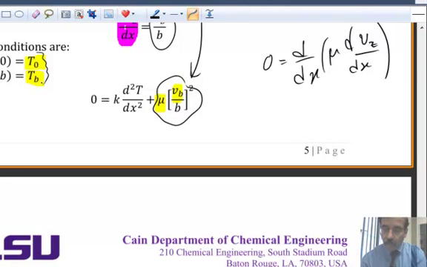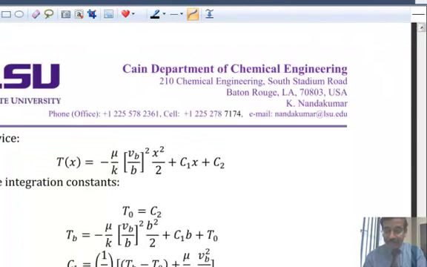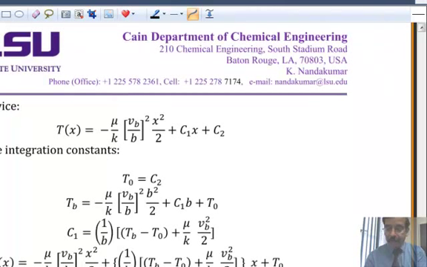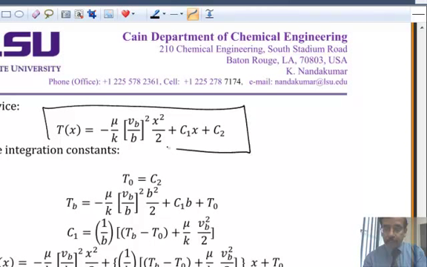Okay. So once again, we have a constant coefficient, second order ordinary differential equation. So integrate it twice, separate it, and you will get this as the solution. It's a fairly straightforward separation and integration. And you will have two integration constants. And you already have two boundary conditions. Okay. So impose the boundary condition, you'll get C2 as equal to T naught.